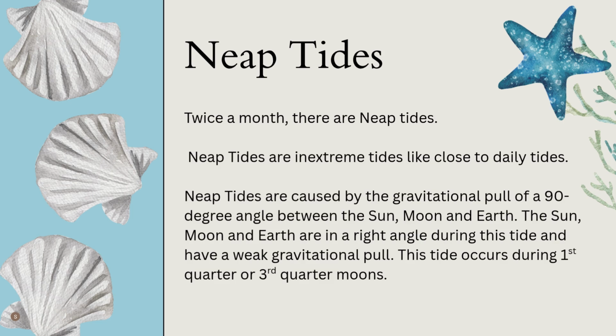And a way to remember is by 90 for 90 degrees, neap for neap tides, and not strong for the weak gravitational pull. Those are the three N's, and that's a way to remember.